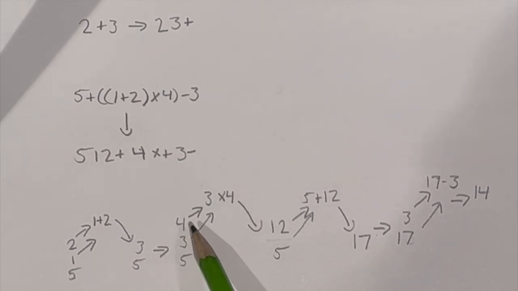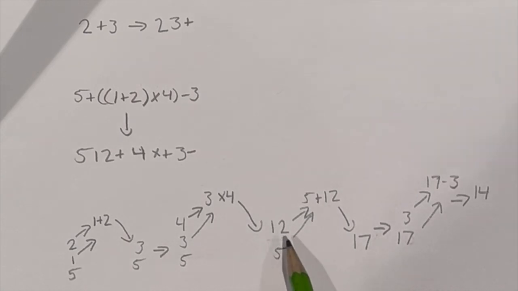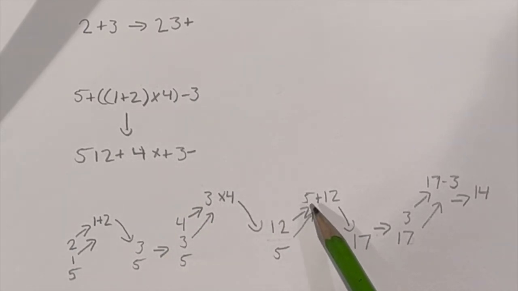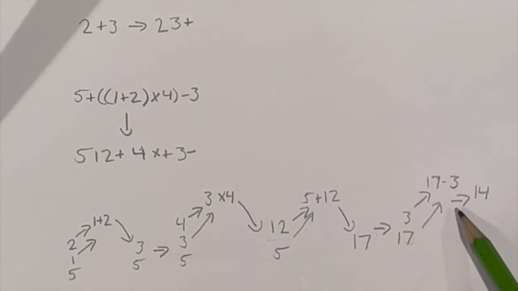Then we add 4 on top, 4 and 3 are popped off, so now 3 times 4. That's pushed back on. Now we have 12 and 5. These are both popped off because of the plus, so now we add them together. 5 plus 12, we get 17. Now the 3 is pushed on, and we have a minus, so 17 minus 3, and that's 14. So that's the final answer.